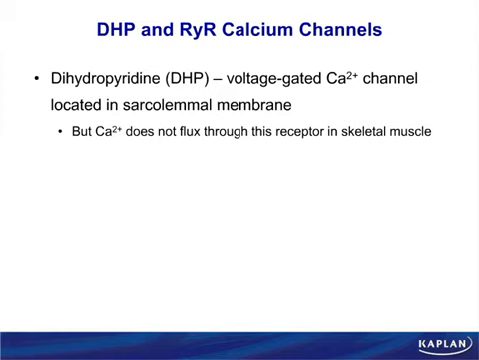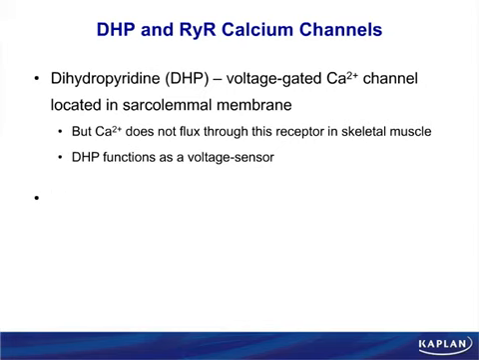However, it's kind of a misnomer to consider it a calcium channel in skeletal muscle. Why is that? And that is because calcium does not flux through this receptor in skeletal muscle. Okay, so again, the sarcolemma has DHP, but calcium doesn't flux. So effectively, there are no calcium channels on the sarcolemma, even though DHP normally acts like one. It's different in skeletal muscle. It behaves as a voltage sensor, not as a channel through which calcium fluxes. And that is a big point for skeletal muscle.